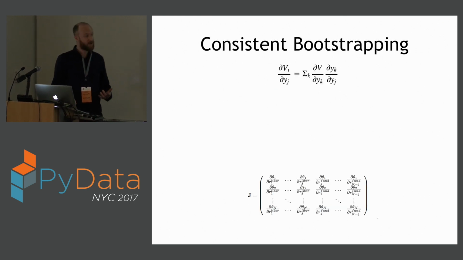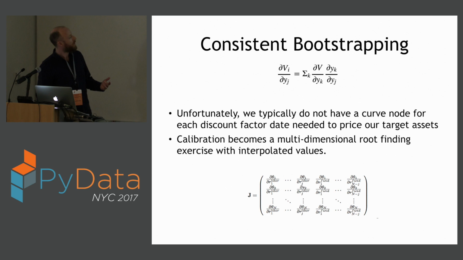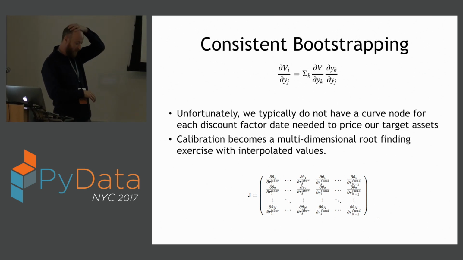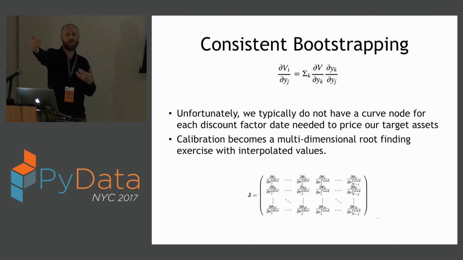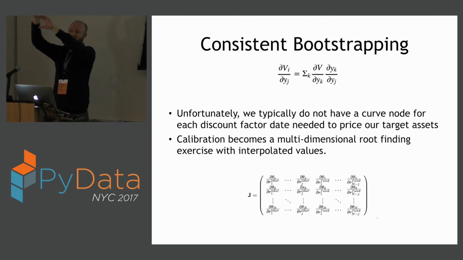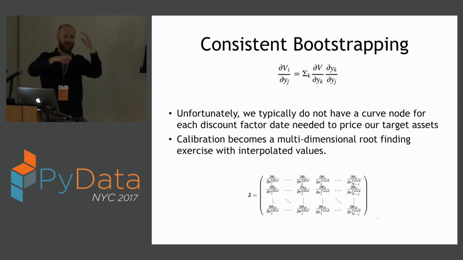Let's see. Okay, so I jumped a little bit here, but the situation is that we are pricing a bunch of things that have cash flows at arbitrary dates, and we have a set of curves that we want to price, and these curves have nodes on them. So again, in the simplest case, you have a node wherever you're going to need a discount price.